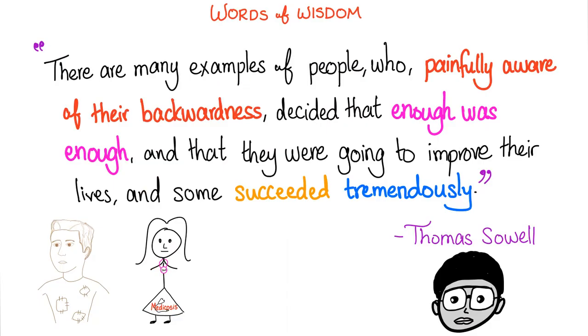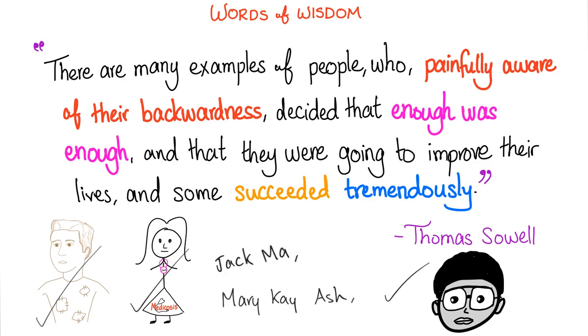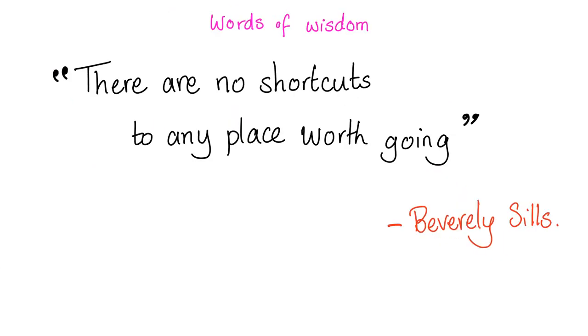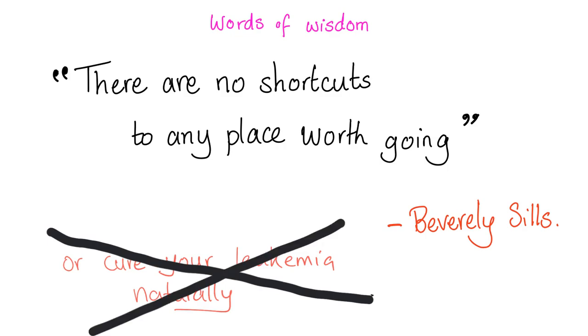Some words of wisdom. There are many examples of people who, painfully aware of their backwardness, decided that enough was enough and that they were going to improve their lives, and some succeeded tremendously, said the great Thomas Sowell. So, Thomas Sowell himself lifted himself out of poverty. J.C. Penney lifted himself out of poverty. Rose Blumkin, also known as Mrs. B, lifted herself out of poverty. Thomas Edison lifted himself out of poverty. Henry Ford lifted himself out of poverty. Jack Ma lifted himself out of poverty. So what's your excuse, Carol? So what are you waiting for? There are no shortcuts to any place worth going. There is no hack, there is no secret, there is no tip, there is no 10 secrets that are gonna jolt up your brain. Shut up. Now to the mnemonic.